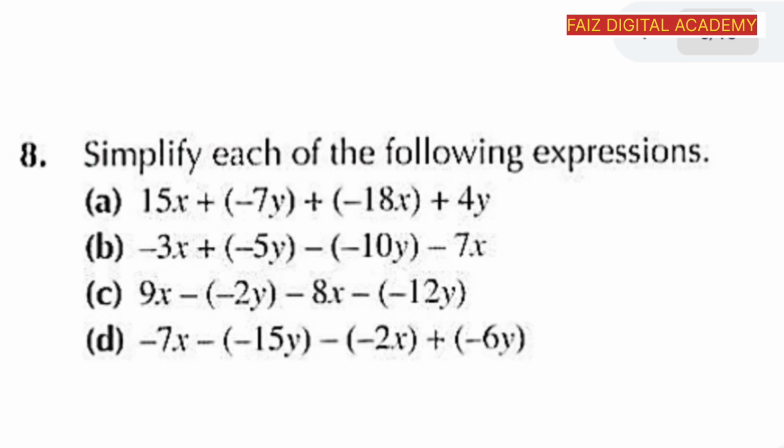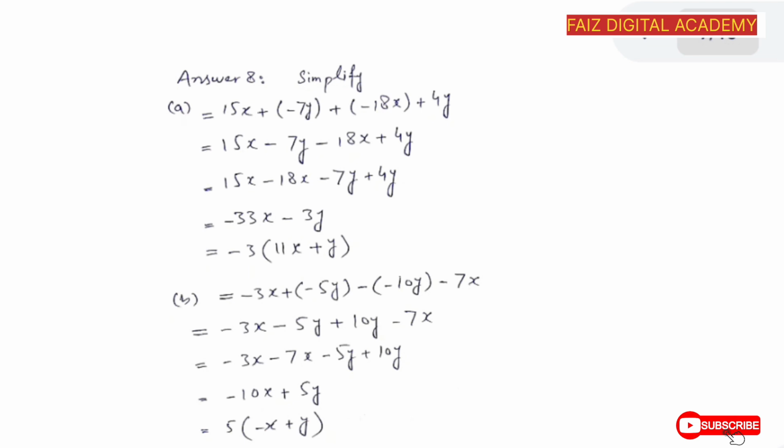Question 8 states, simplify each of the following expressions. We are given some algebraic expressions having some variables, and we have to simplify them. In part A, we can see that we have 15x plus minus 5y plus minus 18x plus 4y. So first of all, we have to see if there are some numbers or signs which need multiplication.